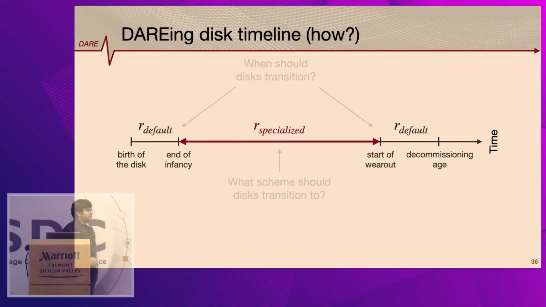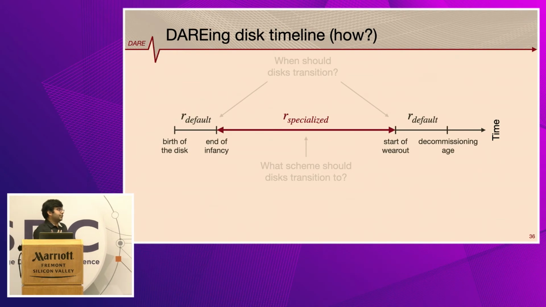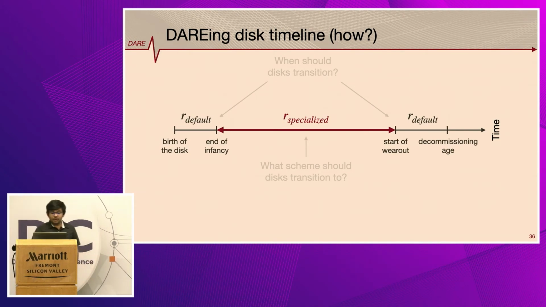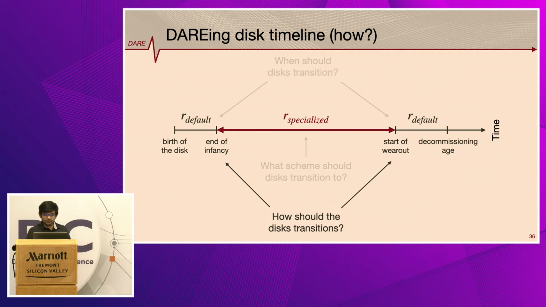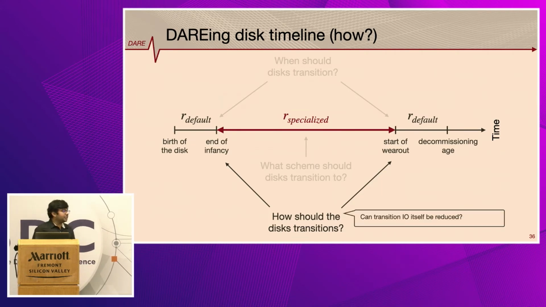So now we answered when should disks transition and what scheme should disks transition to. But now there's a third question, which is how should the disks transition? So can the transition IO itself be reduced? And for that, we have the efficient transition executor.